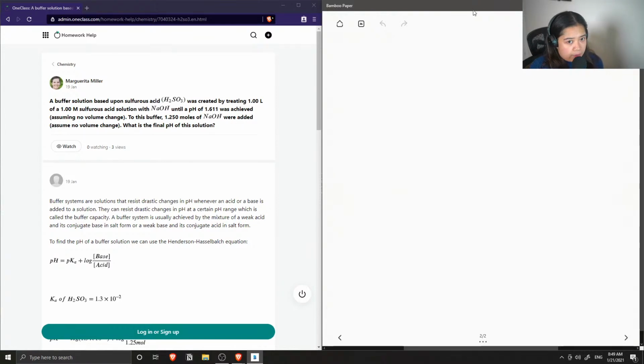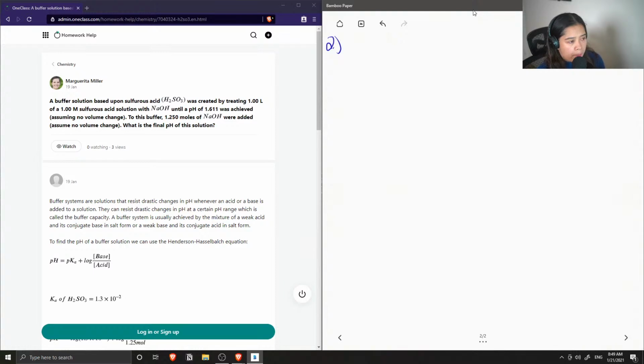Okay, so question number 2. A buffer solution based upon sulfurous acid, which is H2SO3, was created by treating 1 liter of a 1 mole per liter sulfurous acid solution with sodium hydroxide until a pH of 1.611 was achieved. And we assume no volume change. To this buffer, 1.25 moles of sodium hydroxide were added. Also, we need to assume there's no volume change. And what is the final pH of this solution?